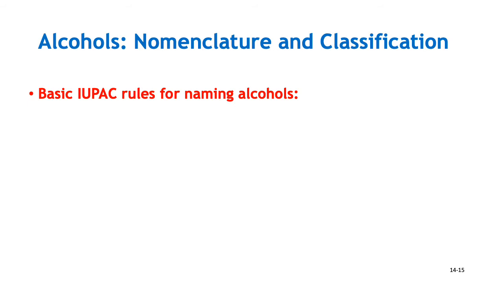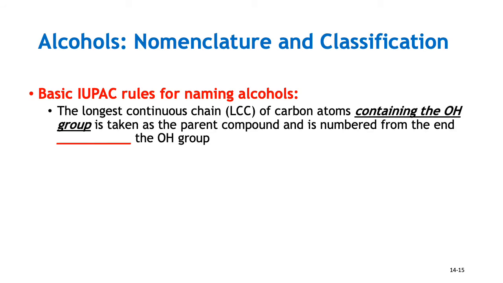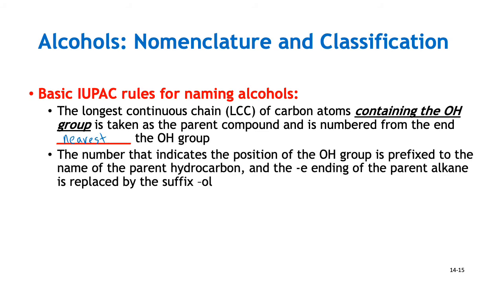Basic IUPAC rules for naming alcohols. You find that longest linear chain that contains the OH group, and that's taken as your parent compound chain. It's numbered from the end nearest to the OH group. The number that indicates the position of the OH group is prefixed to the name of the parent hydrocarbon chain, and then you take the hydrocarbon chain, such as pentane, you take off the E to make pentan, and then you add OL to make it like pentanol, hexanol, butanol, so on and so forth. And so let's do practice.